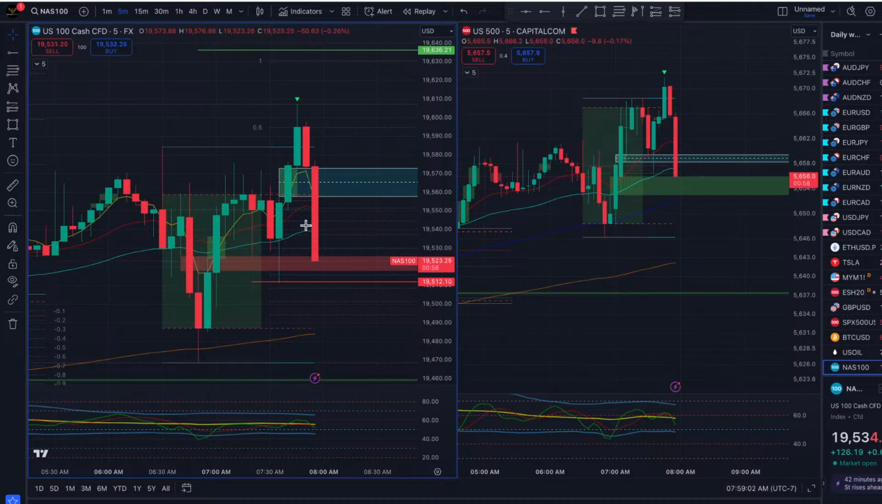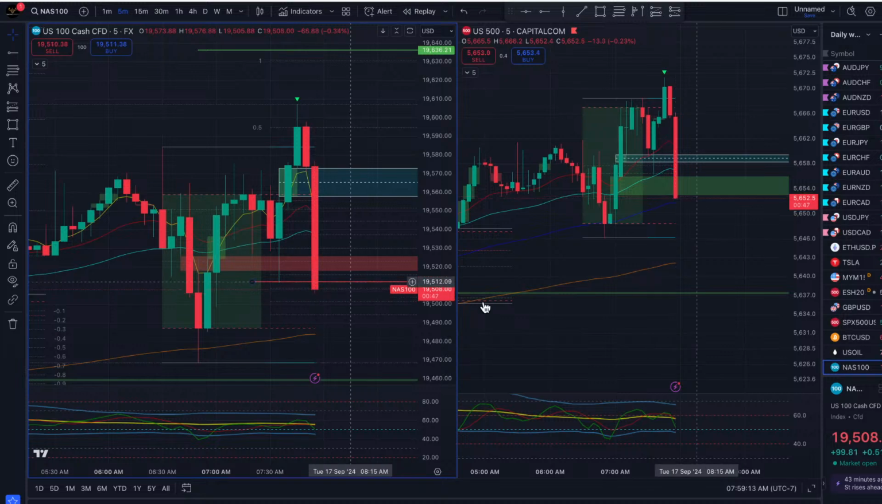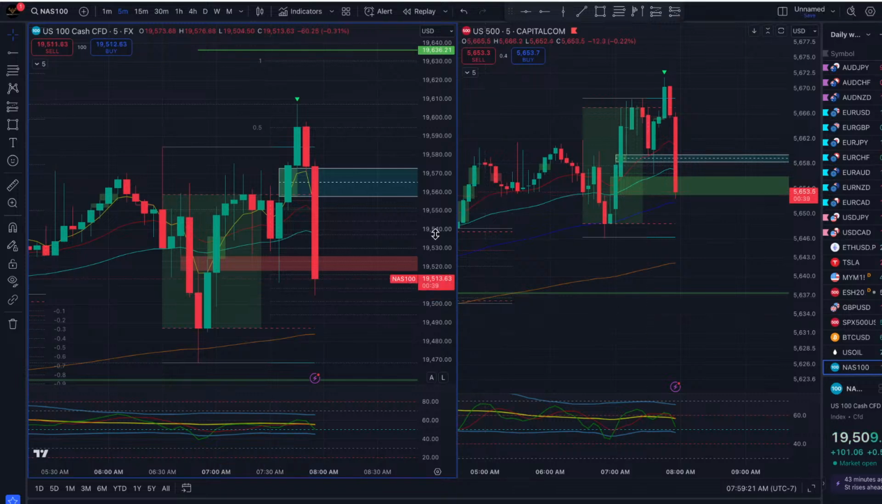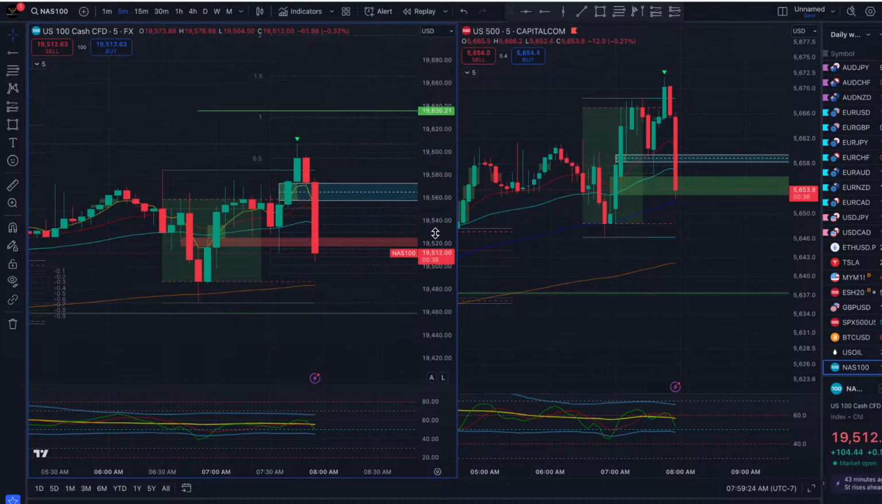I don't want to see this close below this 50 or take this out. There you go. Now our bias has changed. See, simple as that. This is why you wait. Could this thing still push up? It could. But again, it should not need to sweep that. But we'll see what happens here and see if it gives us an entry. Still nothing on the smaller time frames.